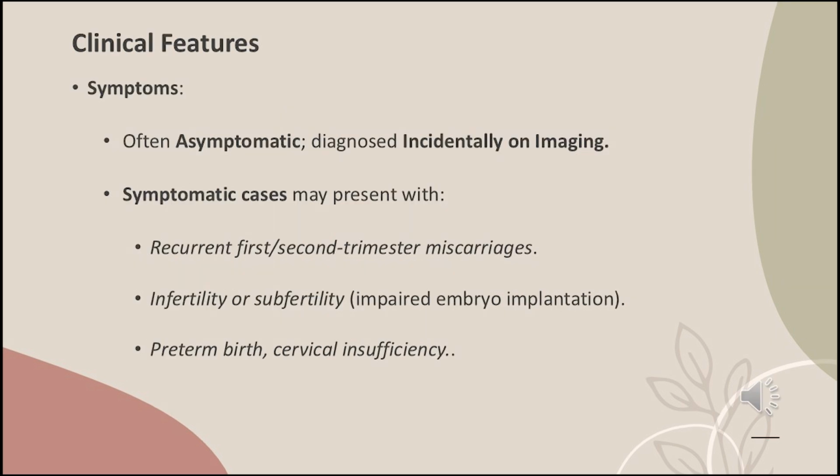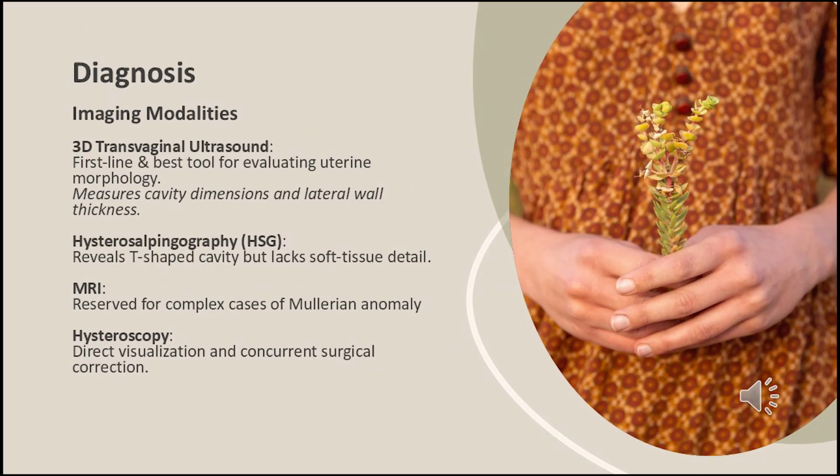Coming to the presentation, most of the time it is asymptomatic, diagnosed incidentally on imaging. Symptomatic cases present with recurrent first or second trimester miscarriage, infertility or subfertility, or with preterm birth or cervical insufficiency. The imaging modality that can be used to diagnose this condition is 3-dimensional transvaginal ultrasonography with a coronal view. This is the best tool for evaluating uterine morphology because it allows us to measure the dimensions, angles, and the lateral wall thickness as well.